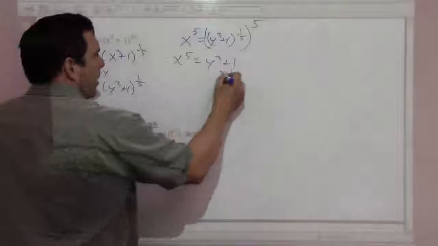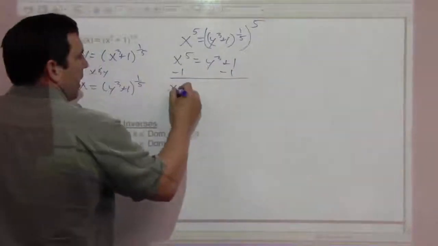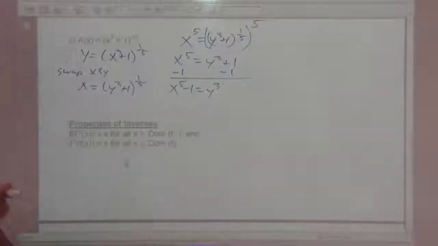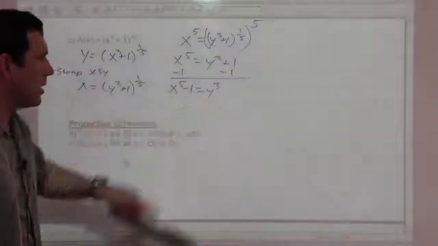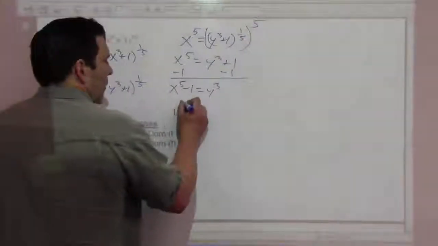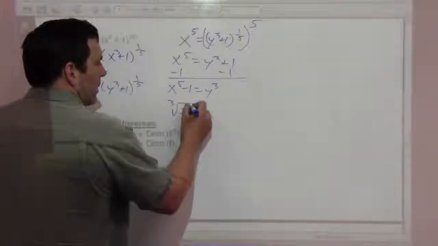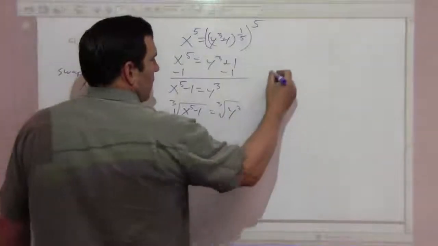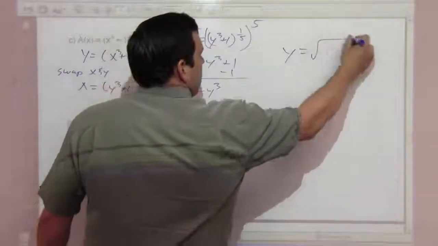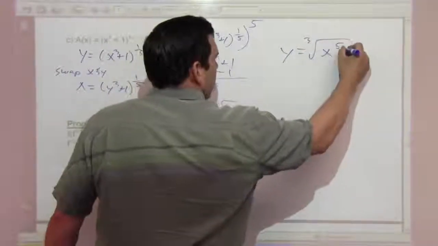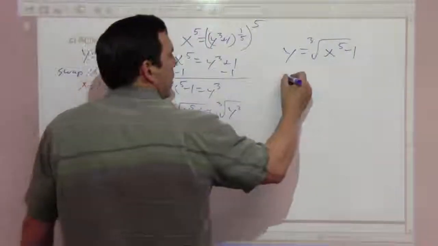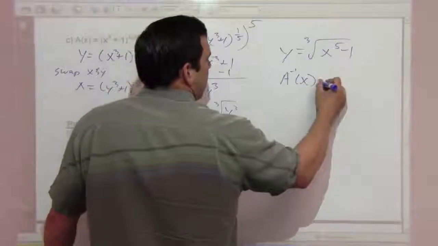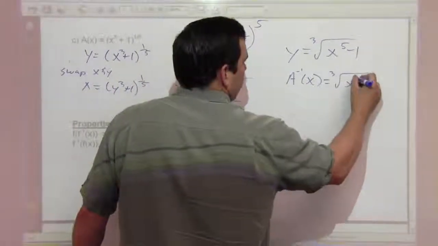Then we'll subtract the 1 from both sides. x to the 5th minus 1 equals y cubed. And what do you think we do next? We're solving for y, so how do we get this power away? Very good. We take the cube root of both sides. So y equals the cube root of x to the 5th minus 1. Or, this was a inverse of x equals the cube root of x to the 5th minus 1.